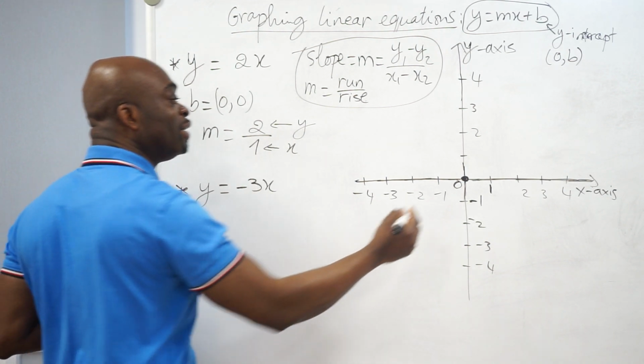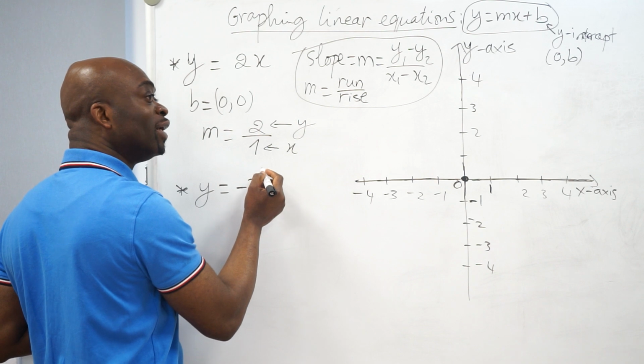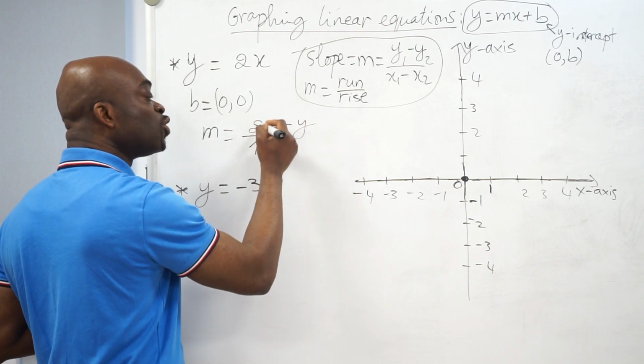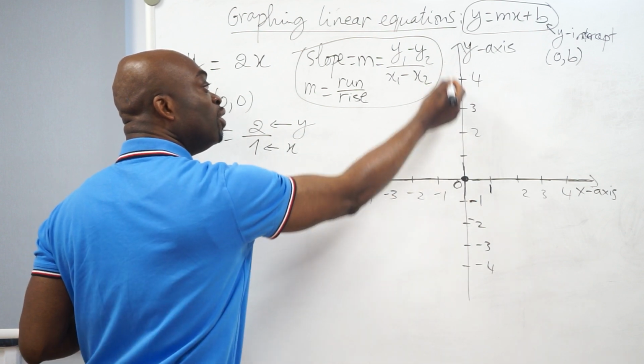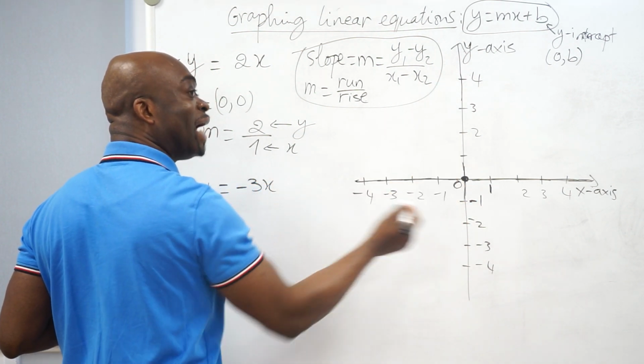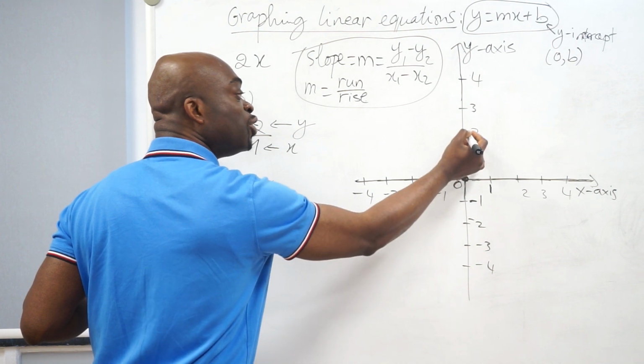So we have 1, so we have 0, and then we say 2 over 1. And what's the 2? 2 is a y value. So that means we have to go on the vertical line, which is the y-axis. So it's going to be what? So from 0, we go 1, 2.